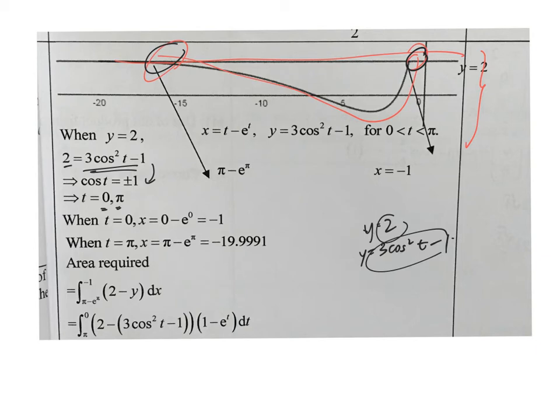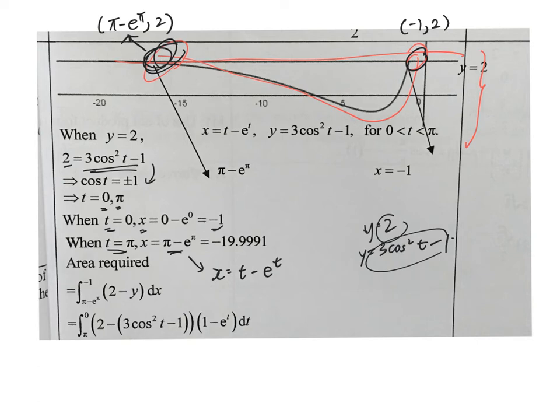Alright, so when t equals 0, using this, I obtain my x to be equal to -1, and when t equals pi, x is equal to pi minus e^pi, because we substitute this into the function of x, where x equals t minus e^t. So what does this mean? It means that this point over here has the coordinate pi minus e^pi, as well as the value of y equals 2, and over here the point would be (-1, 2).